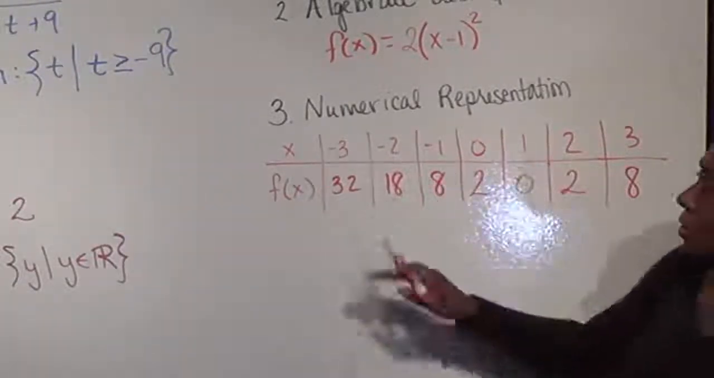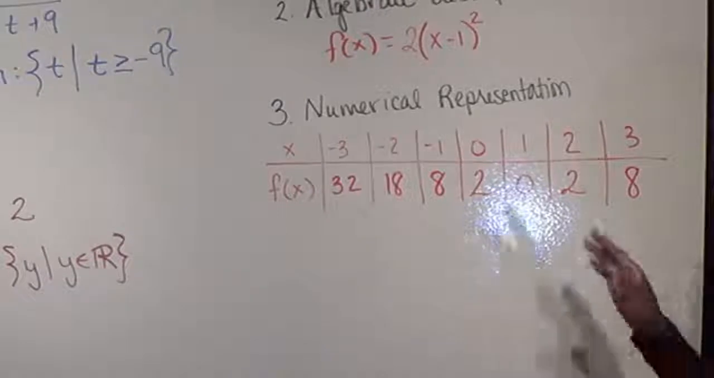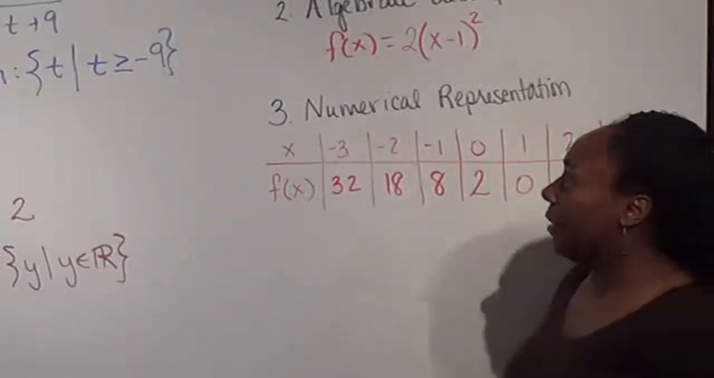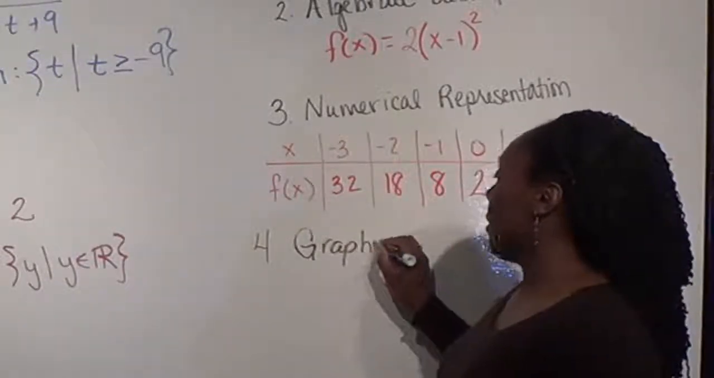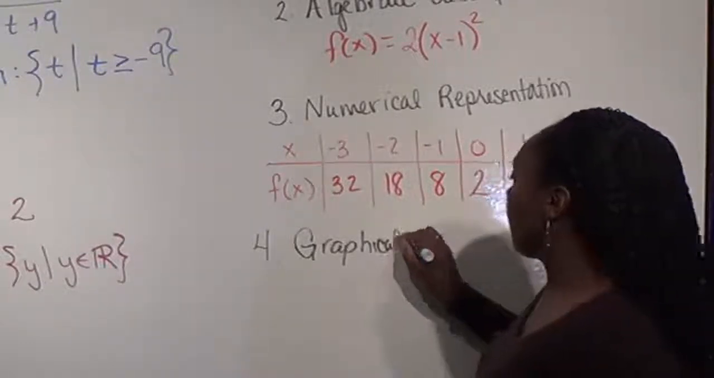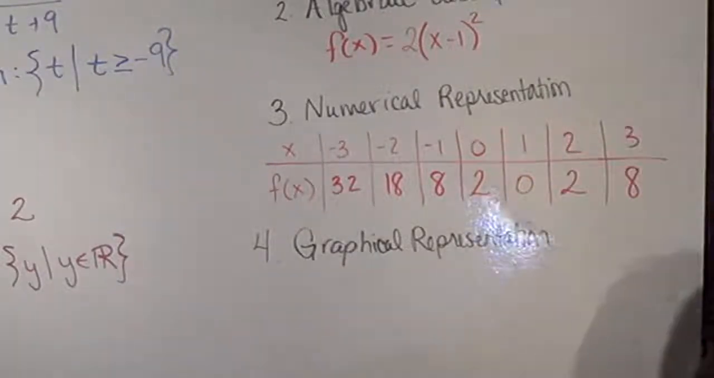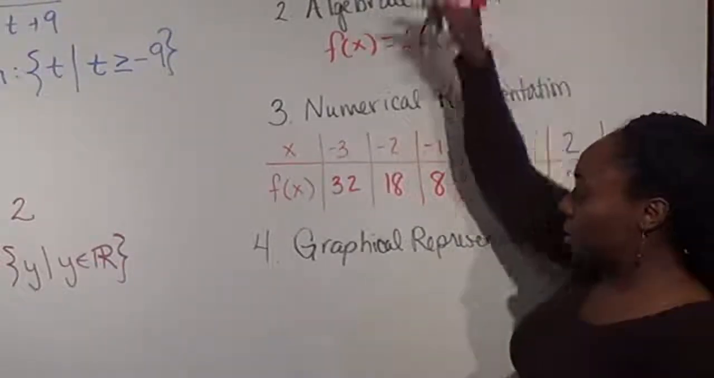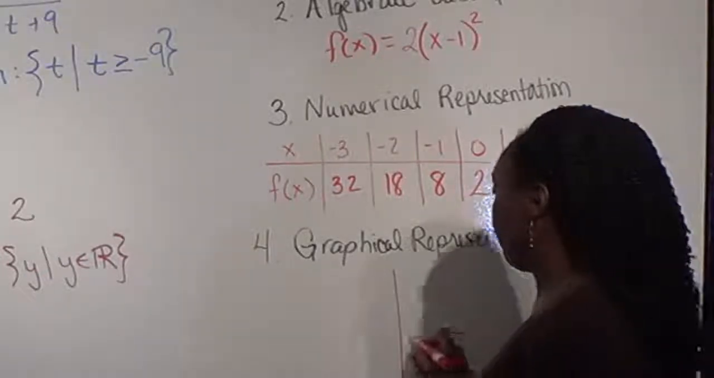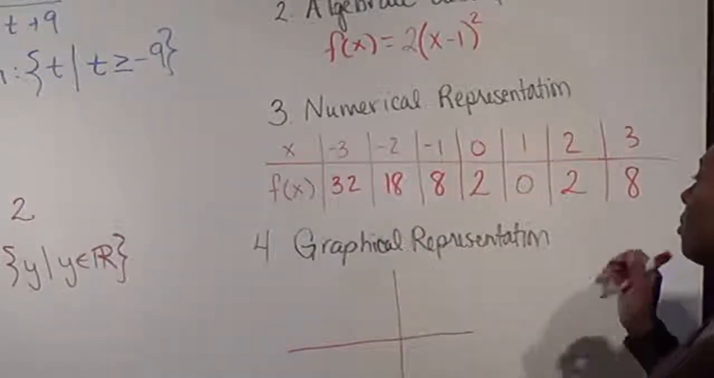Okay, so there's a numeric representation. There are my ordered pairs: negative 3, 32, negative 2, 18, negative 1, 8, etc. Okay. And then the final representation that we'll see is the graphical representation. And that is just what it sounds like. I'm going to get a graph of this information, which is going to describe this function. Now again, in my graphical representation, I can't graph it for everything. I'm just going to use a small subset.